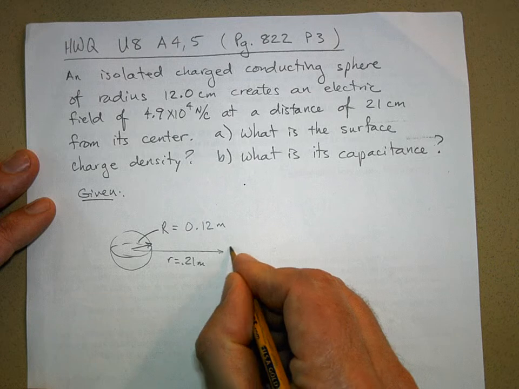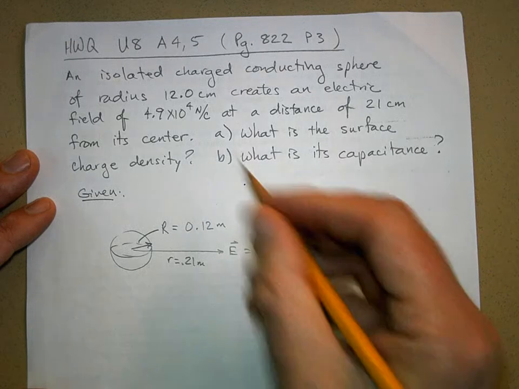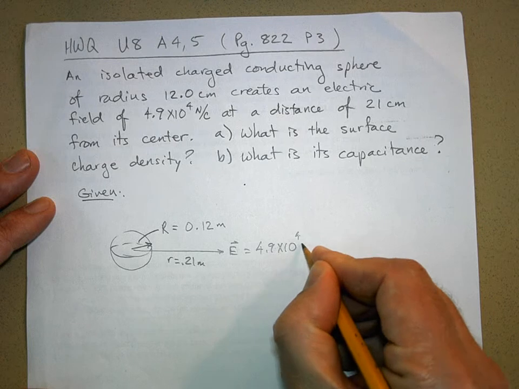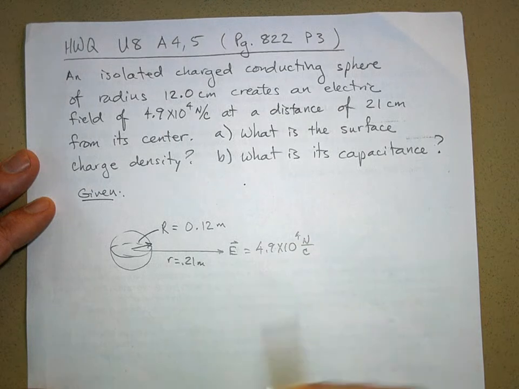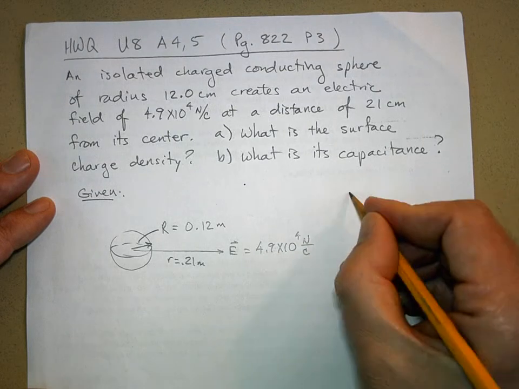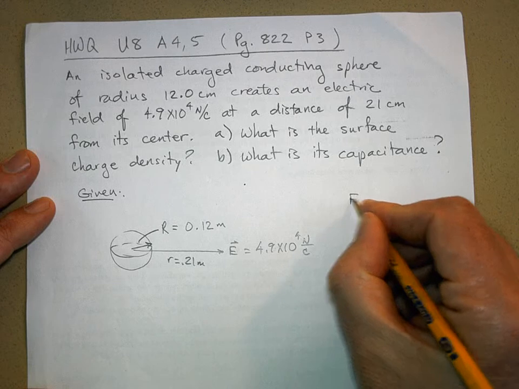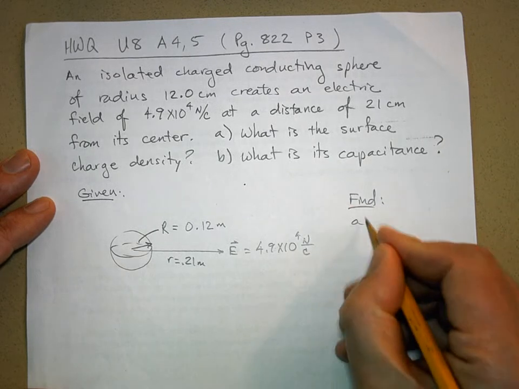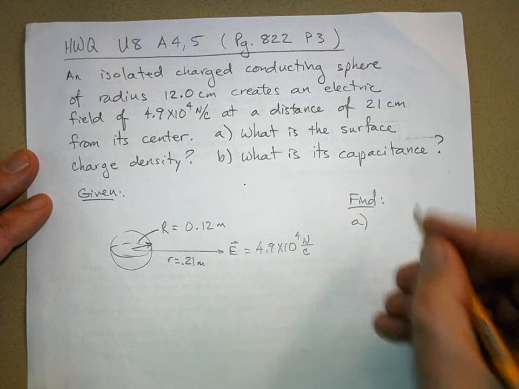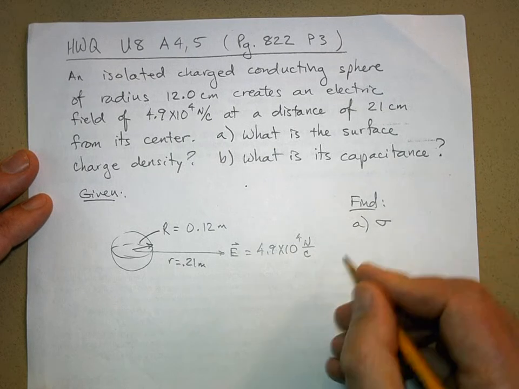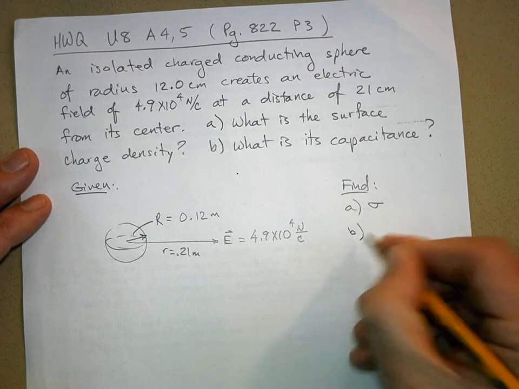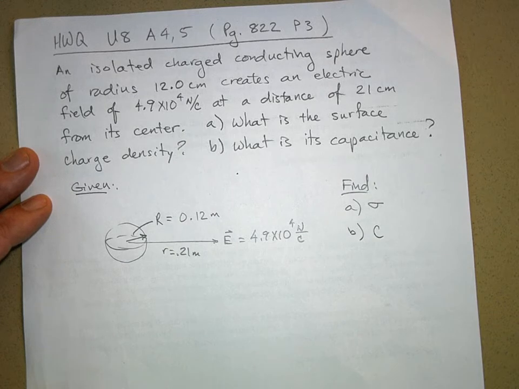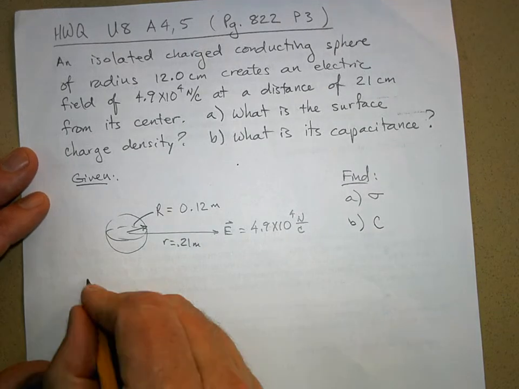We've got an electric field of 4.9 times 10 to the 4 newtons per coulomb. And that's what's given. So what are we trying to find? For part A, we want the surface charge density, which we use sigma. And for B, what is its capacitance? So we use the letter C for that. Solve.